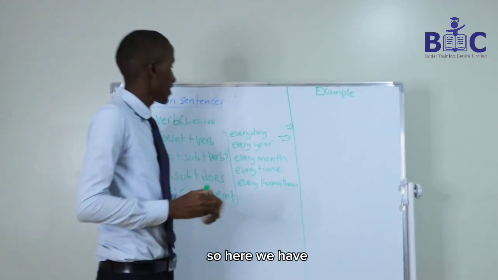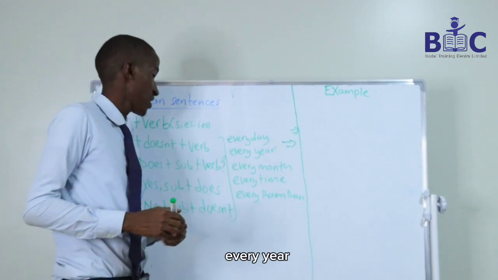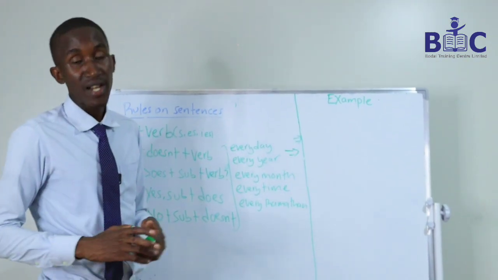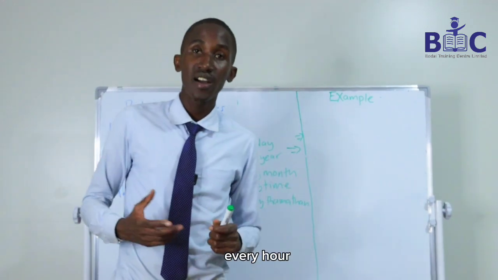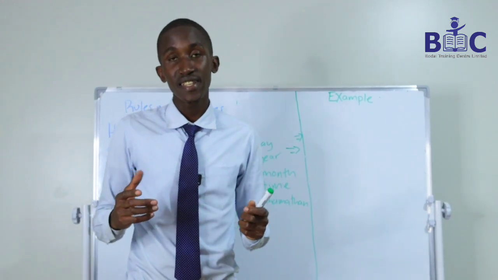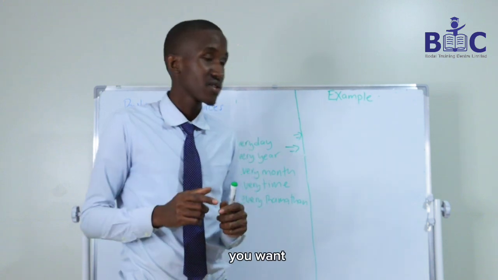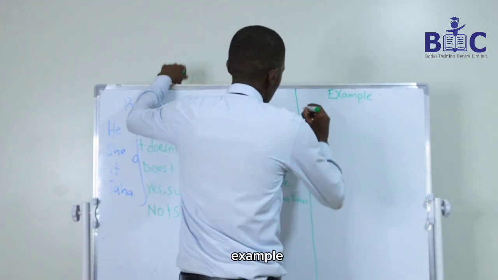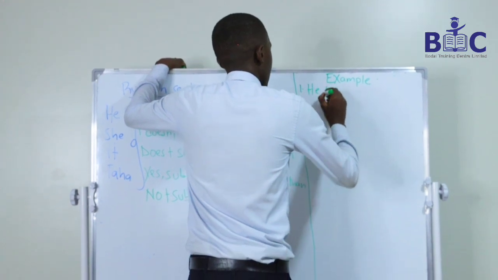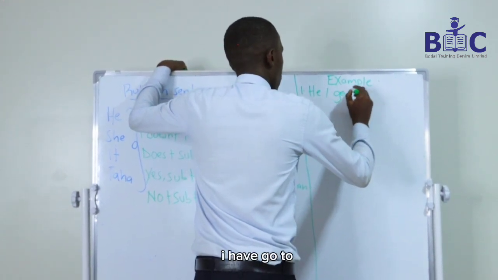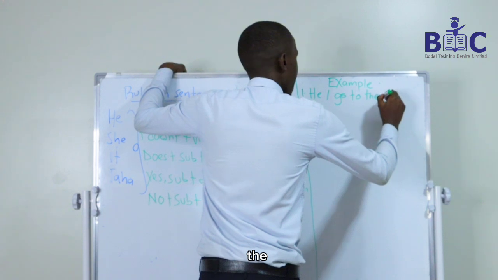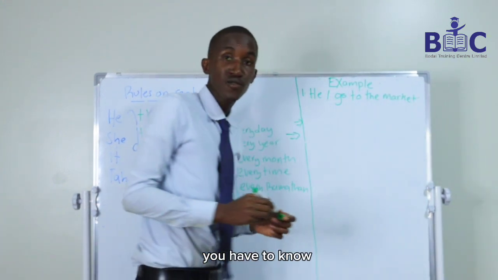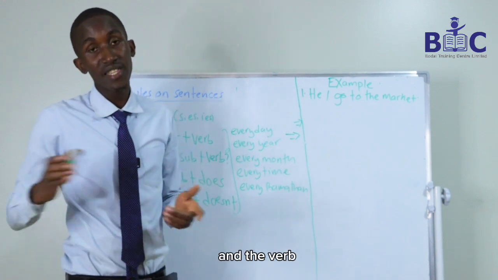So here we have every day, every year, every month, every time, every Ramadan, every Christmas, every hour, every minute, or every night. You can put any time frame you want, according to what you're trying to communicate. And now, I have my first example. I have he. And I have go to the market. Here you have to know the subject and the verb.